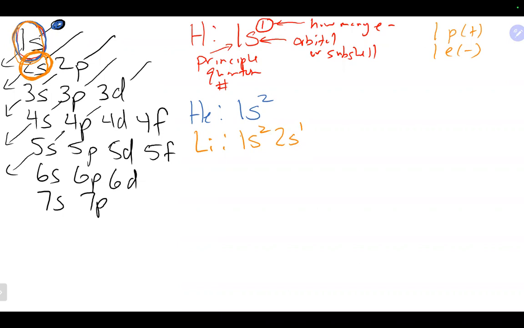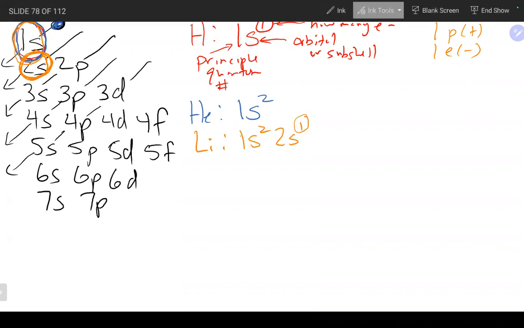Other questions on that? This means I have how many electrons on the first energy level? 2, and on the second, 1, right? So I have 1 on the second energy level and 2 on the first energy level. I'm going to continue on here to the next one.